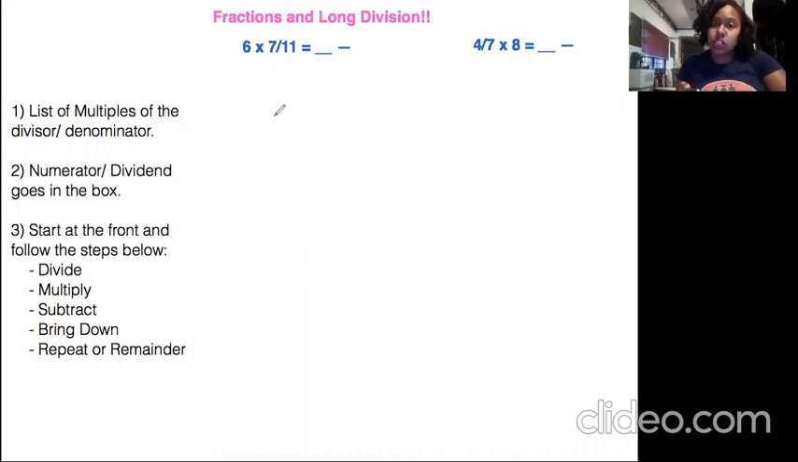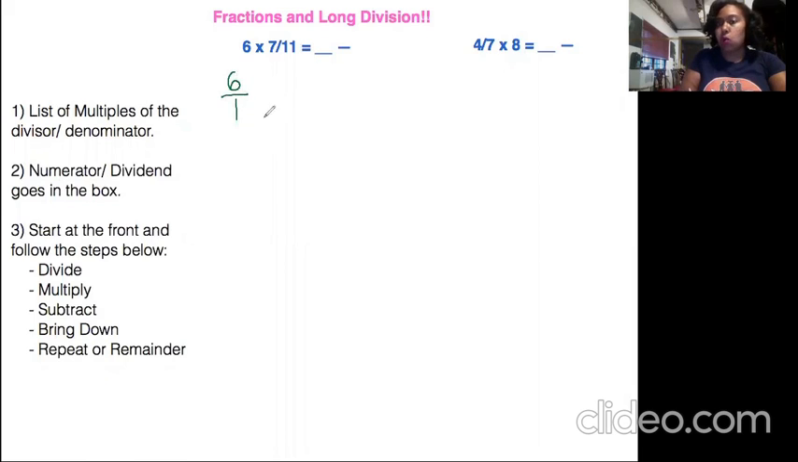So the first thing we're going to jump into when we get into chapter 7 is fractions times whole numbers, okay? So we're going to look at some examples of that and how long division relates to that. All right, and I'm going to show you a couple of tricks. So if you're going to do 6 times 7/11, first you're going to, like we saw in our video with Mr. J, put 6, that whole number, over 1, right?